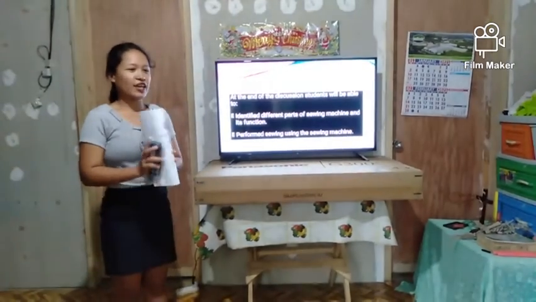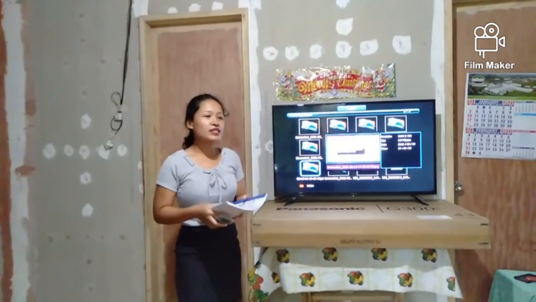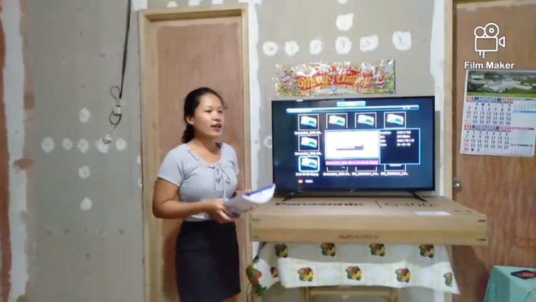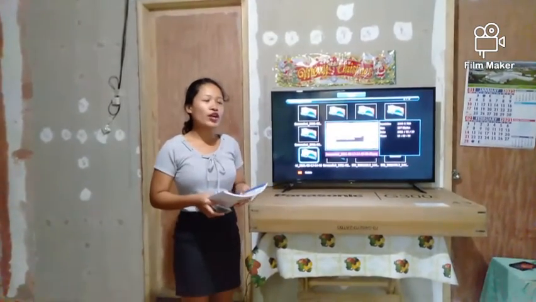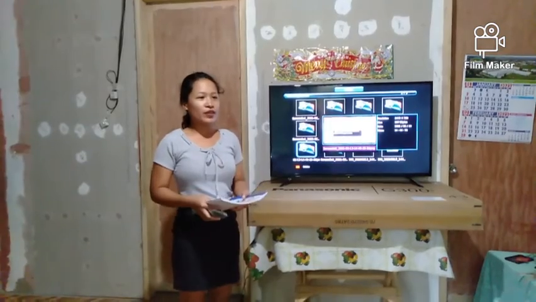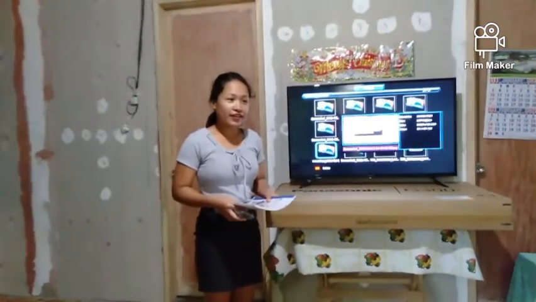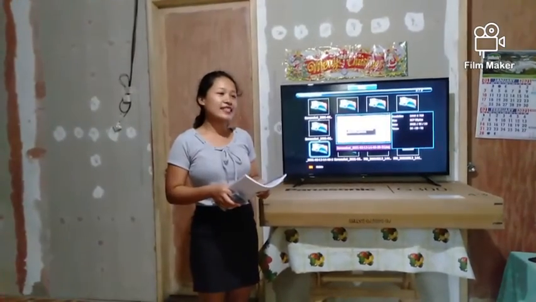Okay, that's all for today's discussion. For tomorrow, please bring a fabric, and any kind of fabric will do, and any size, for we are going to have a hands-on activity for sewing. Clear? Okay, that's all for today's discussion, and see you tomorrow.